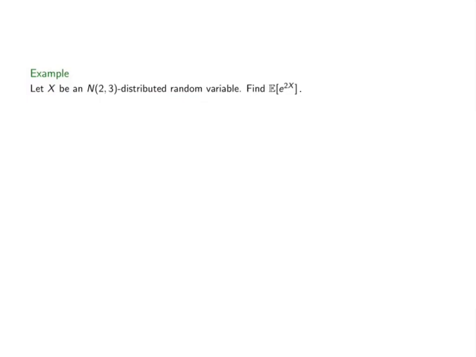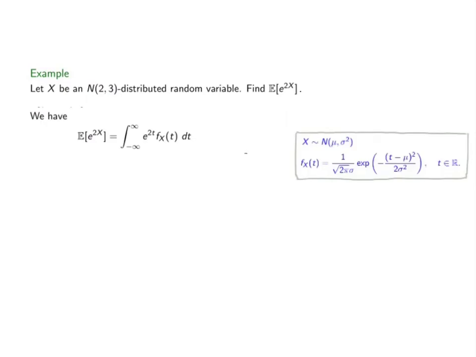Let's refer to the example. Let X be a random variable which is normally distributed with mean equals 2 and variance equals 3. We would like to find the expected value of e to the power 2X. It can be obtained by using this formula where we put e to the power 2t here and integrate e to the power 2t times the probability density function with respect to t over the whole interval from negative infinity to infinity.